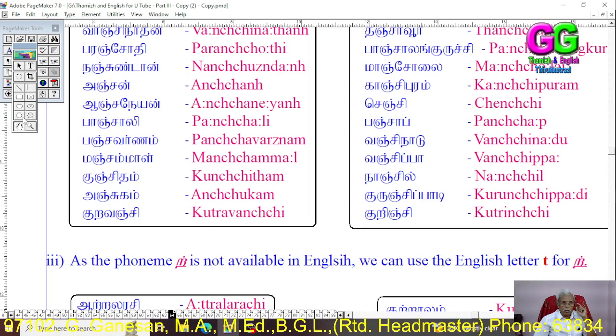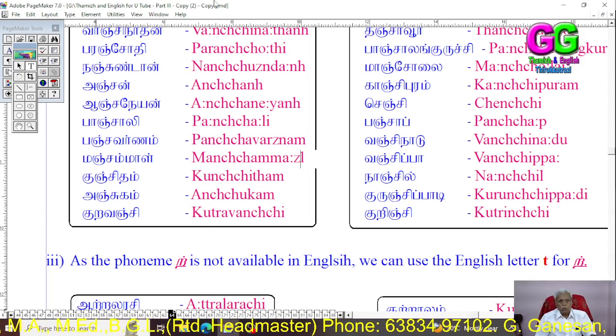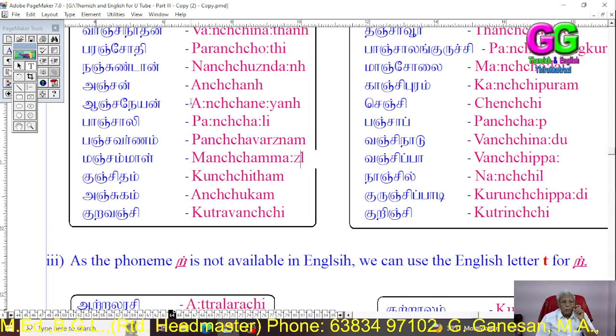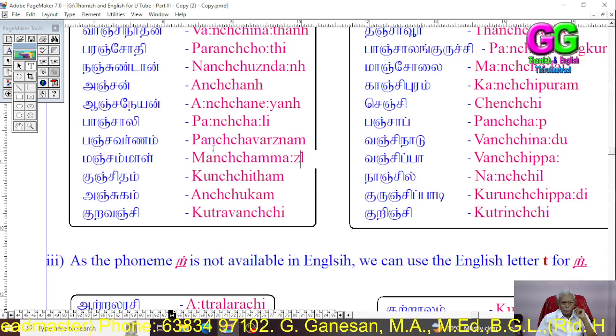Not Manjammal. So we have to use ZH for the common letter, use ZL, not L. Ma, in, cha, im, ma, il, Manjammal.